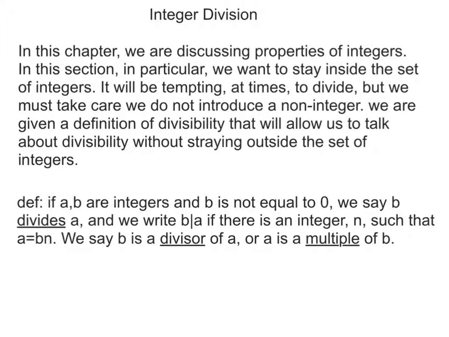So our definition says, if a and b are integers and b is not equal to 0, we say b divides a, and we write b divides a, if there is an integer n such that a equals b times n. We say b is a divisor of a, or a is a multiple of b. We also looked at Theorem 4.3 on your handout, and this is where we will start today.